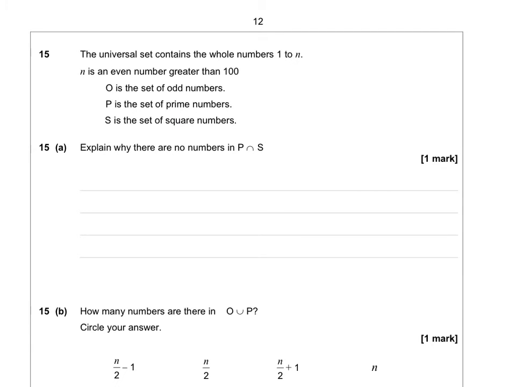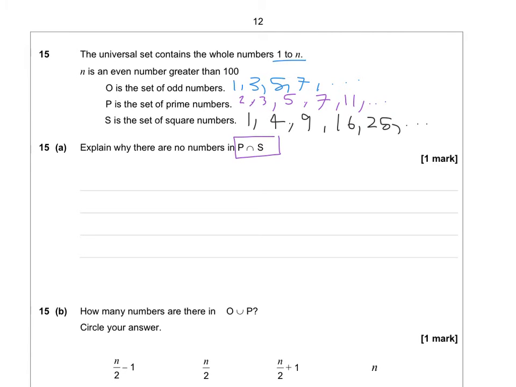Question 15. The universal set contains the whole numbers 1 to n. n is an even number greater than 100. O is the set of odd numbers, so 1, 3, 5, 7 onwards. P is the set of prime numbers, so 2, 3, 5, 7, 11 onwards. And S is the set of square numbers, so 1, 4, 9, 16, 25, and so on. Explain why there are no numbers in P intersection S.